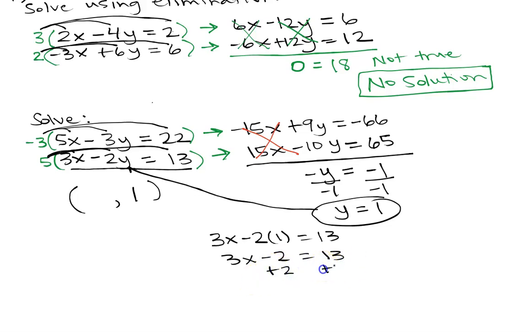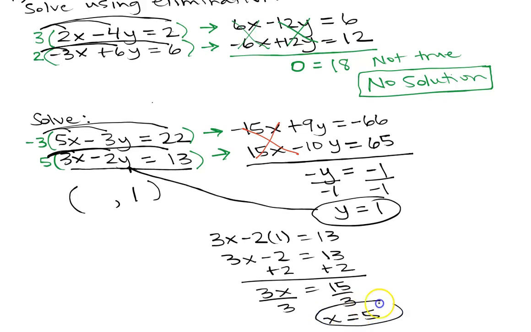Let's add the 2 over. So I get 3x equals 15. And then divide by 3. So x equals positive 5. So the point in which these two lines cross is at the point 5, comma 1. And that would be my answer.